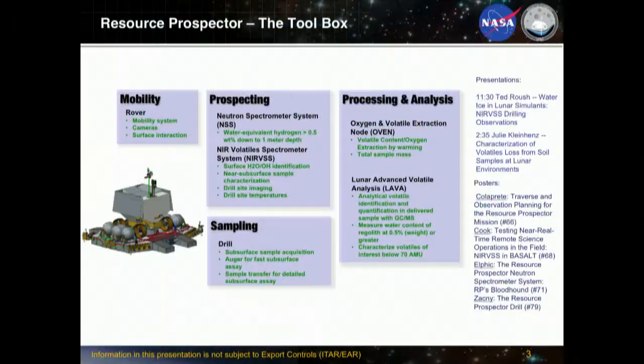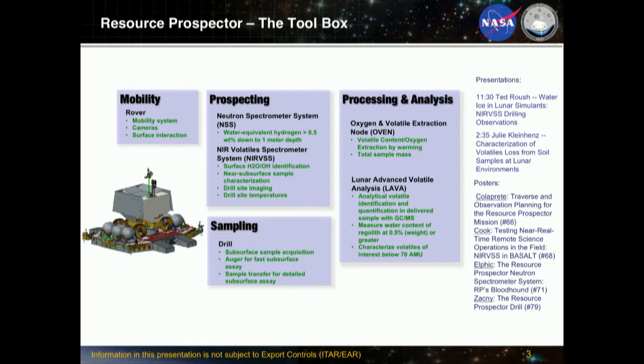So the toolbox, many of you have seen this slide before. This is Tony's slide on what toolboxes we have for Resource Prospector. What we start with is the rover. Obviously, if we're going to explore the distribution of water and other volatiles on the moon, we have to be able to get around the moon. So we have our mobility system, cameras, and we're looking at the surface interaction as we rove around the polar surface of the moon, to get as much information as we can as we explore the area.